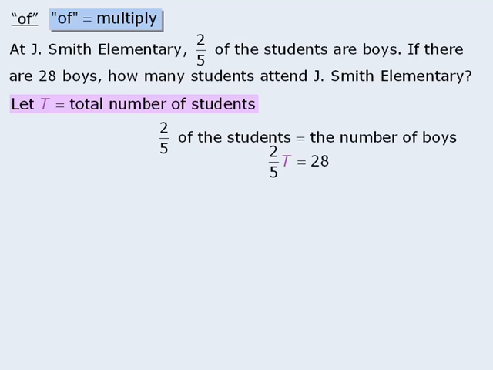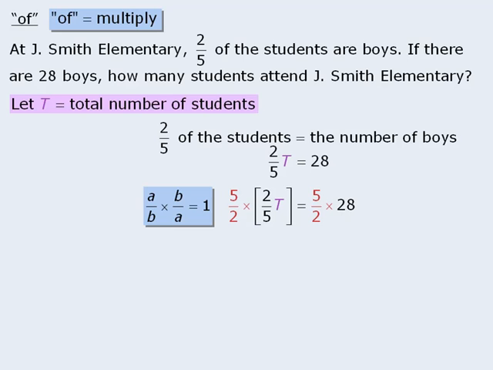To eliminate the fraction 2/5 in front of the T, we can use the fact that the product of a fraction and its reciprocal equals 1. So if we multiply both sides of our equation by 5/2, the reciprocal of 2/5, something nice happens.